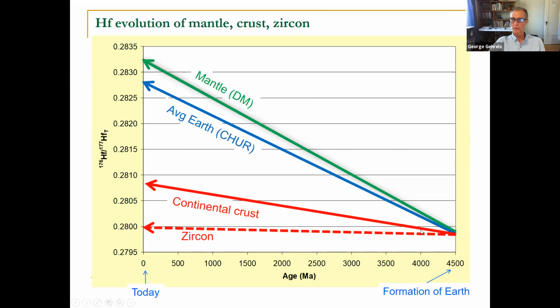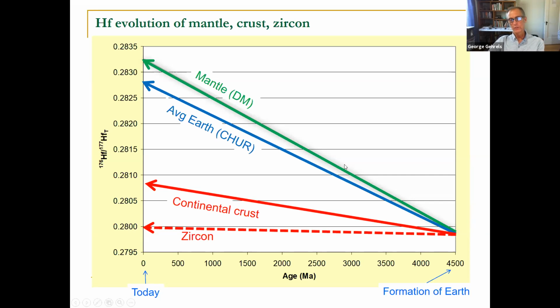Whereas crust down here is going to increase a little bit because it has a little bit of lutetium. It has a lot of hafnium, 5 ppm. So the crust is going to change a little bit more slowly than the mantle itself does. And then look at zircon. Zircon down here hardly changes at all in 176/177. That's because there's hardly any lutetium in zircon, but there's a whole lot of hafnium.